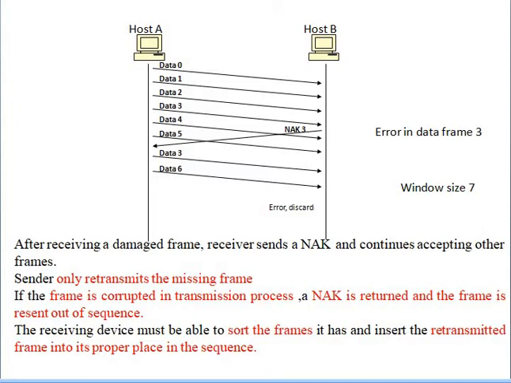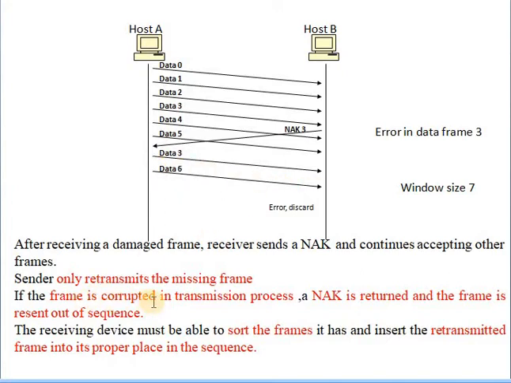After receiving a damaged frame, the receiver sends a NAK, meaning negative acknowledgement, and continues accepting the other frames. Here in selective repeat ARQ, suppose the sender sends frames 0, 1, 2, 3, 4 and 5. After that, suppose frame 3 is damaged, meaning there is an error in frame number 3. At that time, the sender only retransmits the missing frame, meaning the errored frame. Here, the sender sends frame number 3 again. After that, it sends frame number 6.